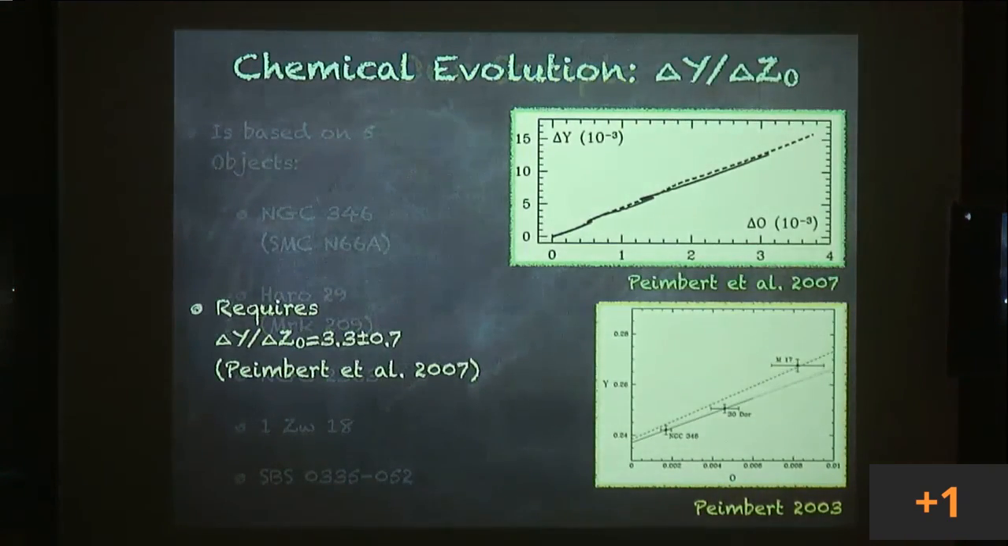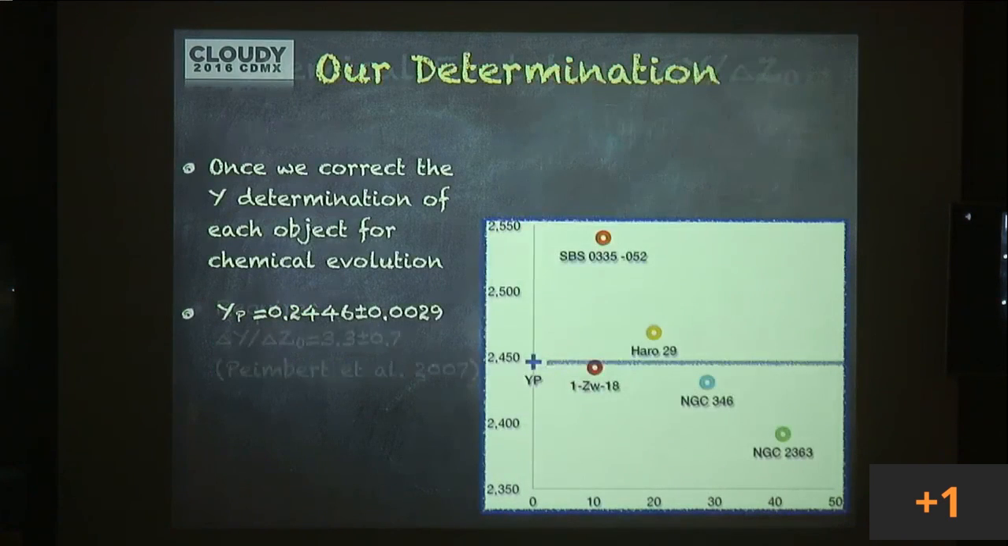So I said I was going to talk a little bit about chemical evolution, delta Y over delta Z. Usually, in theory, we want to use all the heavy metals. In practice, we usually use only oxygen. It's a lot easier to get a handle on it. We take information from models of chemical evolution of small galaxies, as well as from comparing very low metallicity H2 regions with low and actually supersolar metallicity H2 regions. And we found this slope for this array.